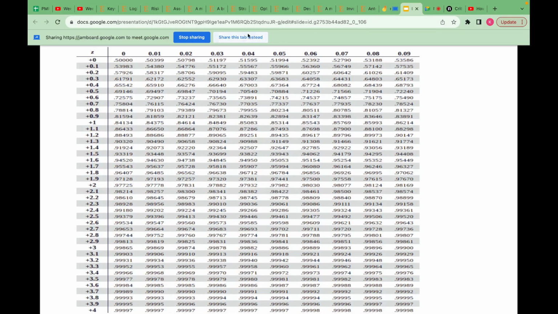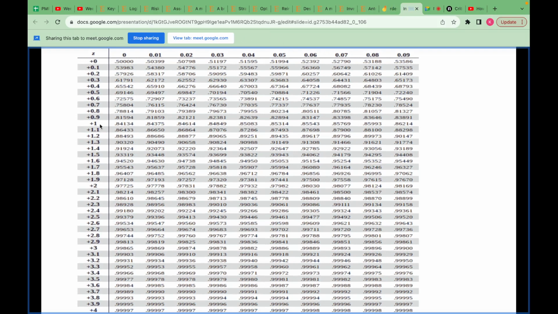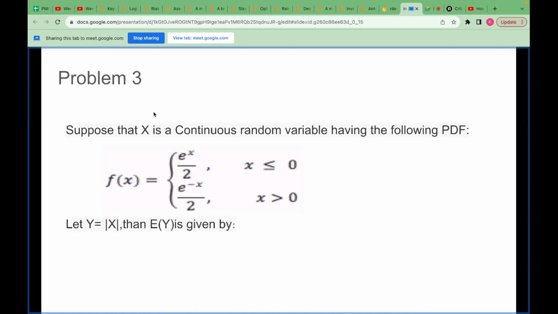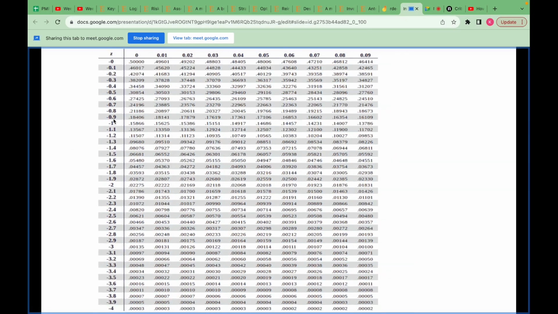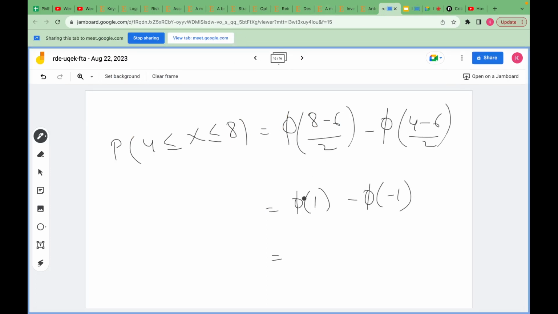Using this table we will again calculate the function. When z is equal to 1, the probability is 0.84143, and when z is minus 1, this is given as 0.15866. So we will put these values, 0.8413 and 0.1587. This comes out to be 0.6826.